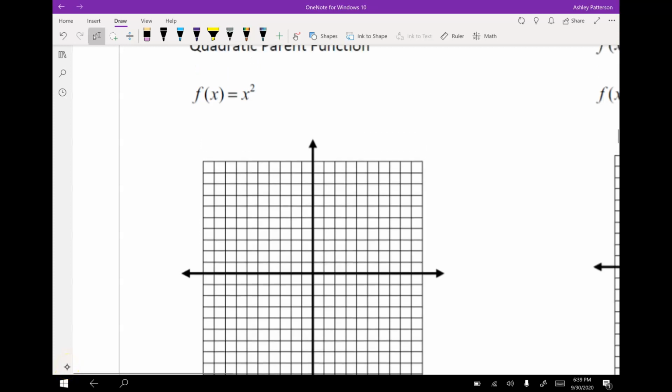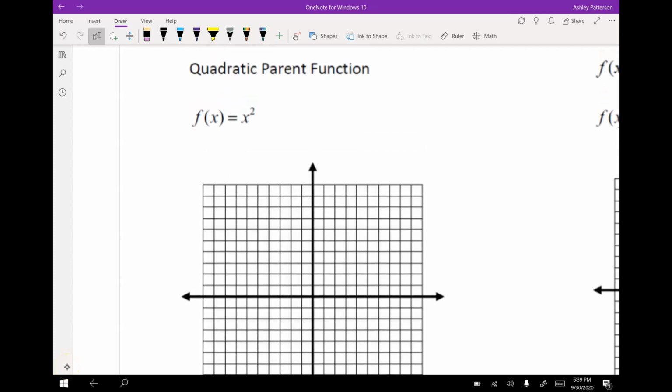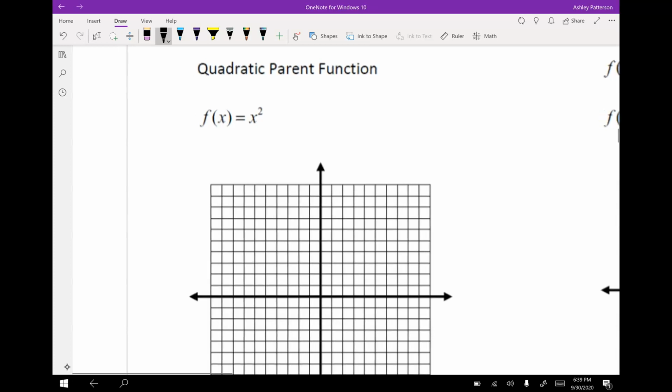So for these notes, we are looking at the quadratic parent function. And remember that the parent function is always the function in its most simplistic form. H and K are 0, A and B are 1. Okay, so there aren't any transformations that we're going to see.